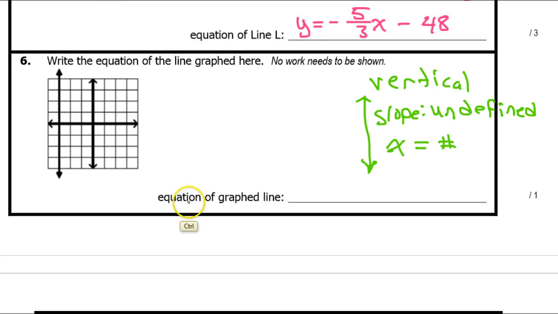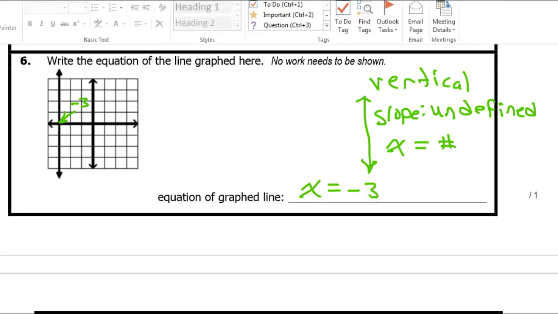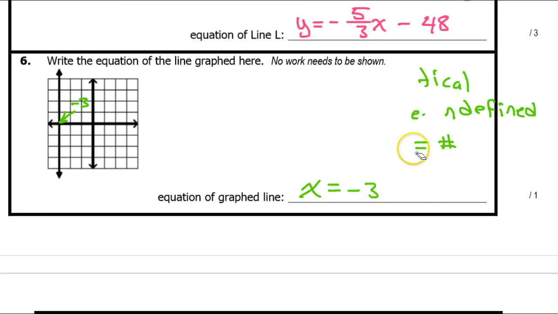So in this particular case, they're just asking me for the equation. So I know it's going to be x equals something. It's just a matter of x equals what number? Well, this vertical line is over here at -3. So that tells me x equals -3. All right, that's it.